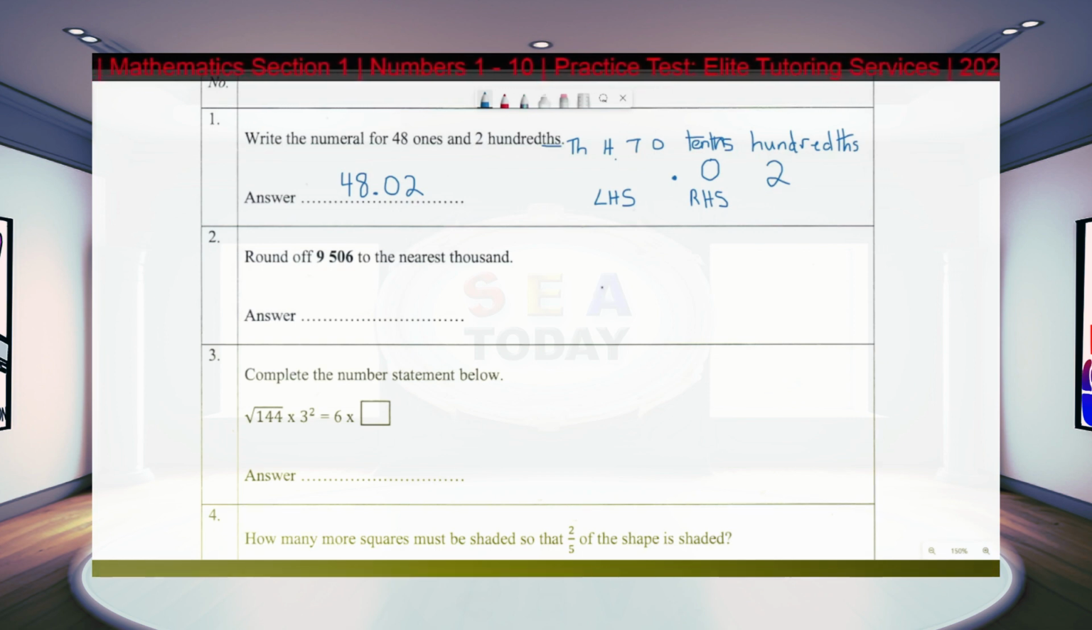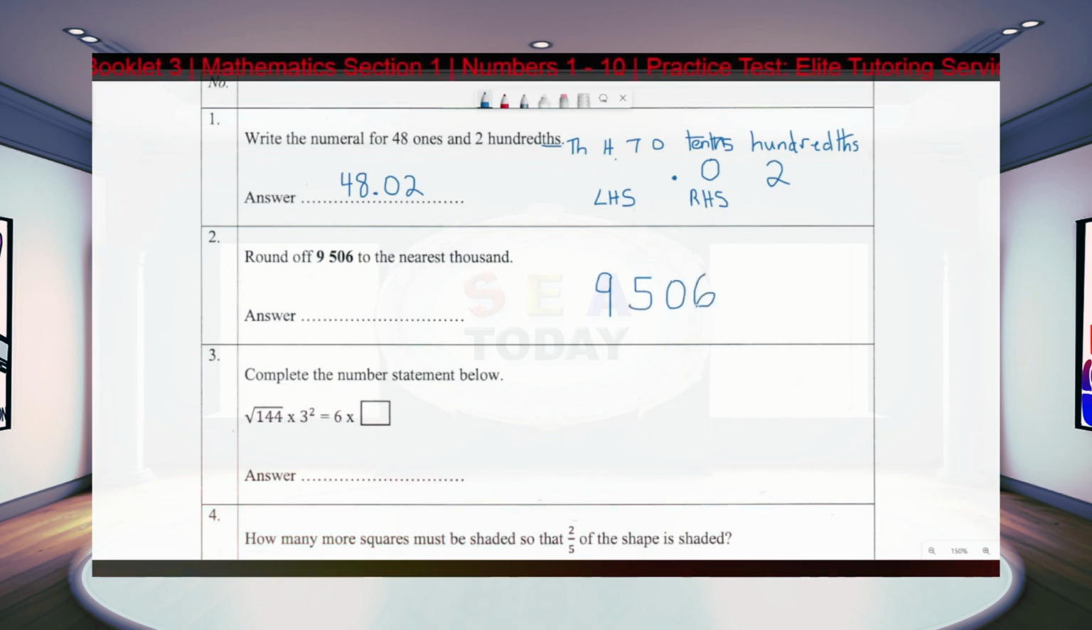Number 2. Round off 9,506 to the nearest thousand. So for rounding off, I always go to a separation with a line. Finding the place value they want you to round off to, the nearest thousand, up to the 9. I'm going to draw a line to separate the numbers that will change to zeros from the numbers that we have to focus on a little bit.